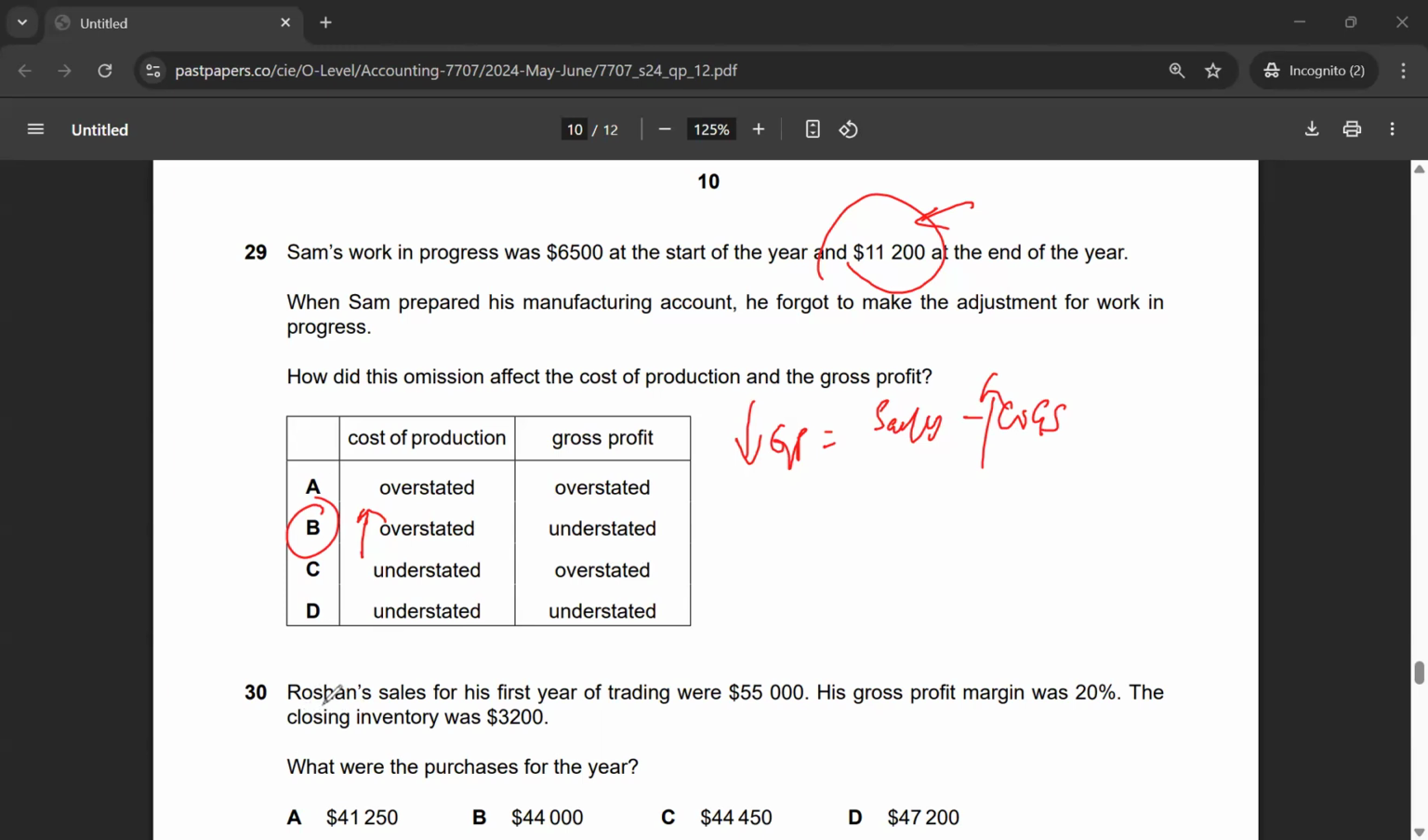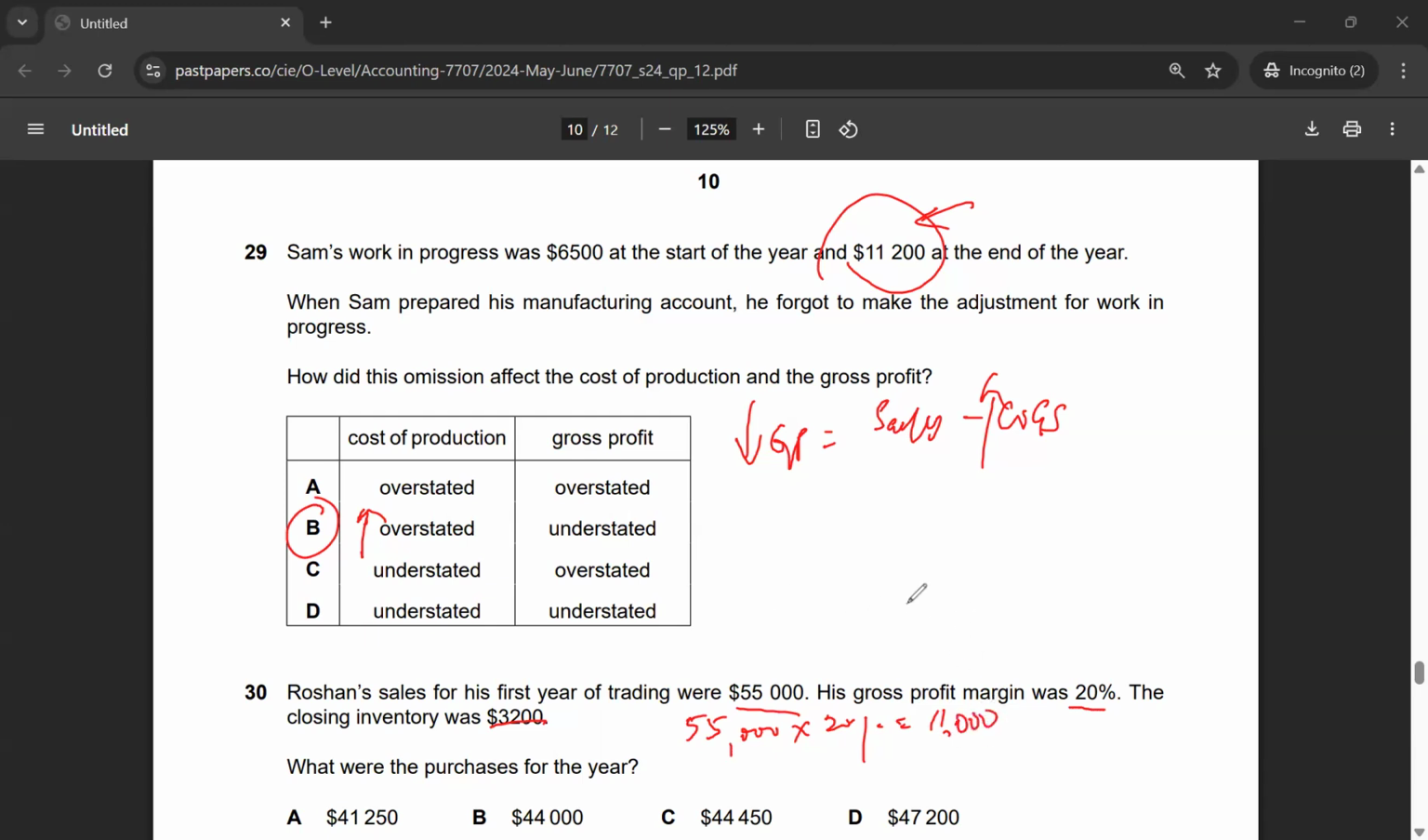Let's look at multiple choice 30. Roshan's sales for his first year of trading were $55,000. His gross profit was 20%. The closing inventory was 3,200. What were the purchases for the year? So we need to calculate the purchases for the year. We will start with sales revenue, 55,000 times 20%. That will give me gross profit, actually. If you remember the formula for gross profit margin, it's gross profit over sales revenue. So when we multiply gross profit margin with the sales revenue, that will give me gross profit of 11,000.